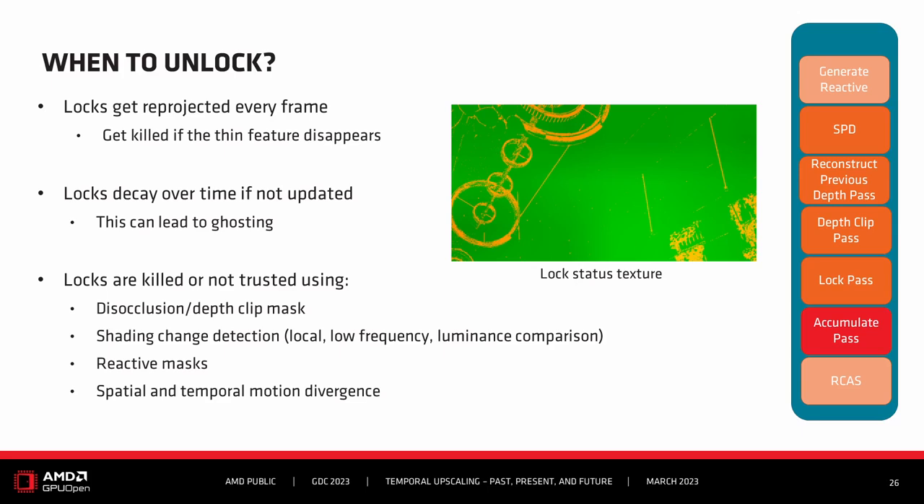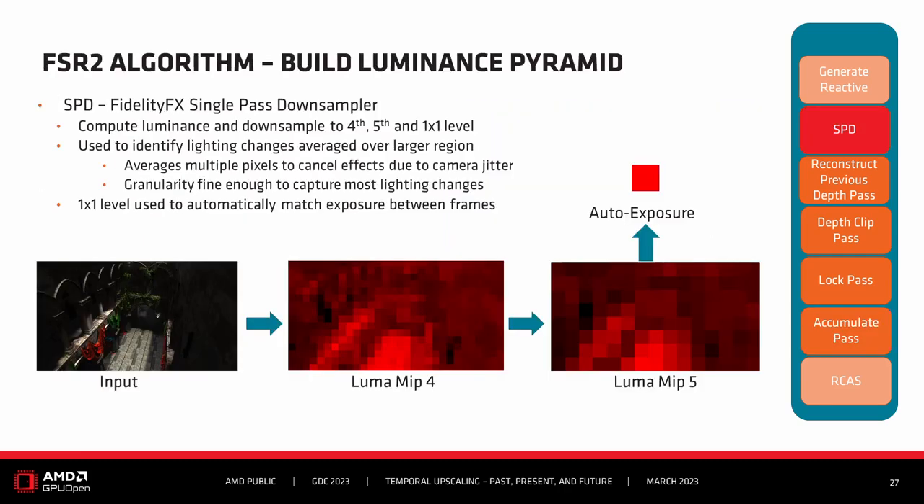Now we're only missing one more pass for our core algorithm, which is SPD. SPD is the FidelityFX single pass downsampler, which we're using to downsample the luminance of our input image, and we're writing out MIP 4 and 5 of that to detect if the average luminance around a pixel has changed, which we will then assume means the shading has changed and will use to unlock pixels. And then we'll continue downsampling until we only have one average luma value for the whole scene, which will then be used for the auto exposure in the prepare input color pass.